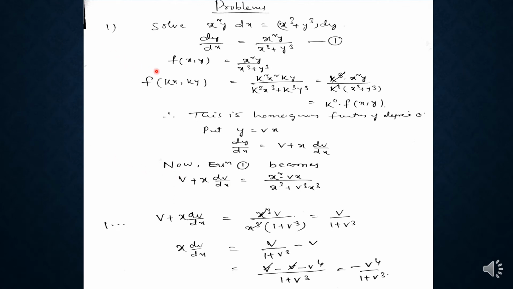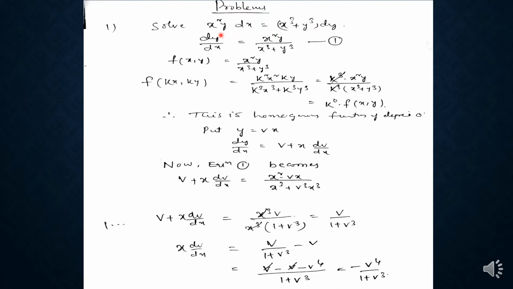So we will learn some problems in this homogeneous differential equations method. Number 1, solve x square y dx is equal to x cube plus y cube dy. So this is not possible in the variable separable method, and this is not the linear form, and we cannot solve it by using the exact differential equation.